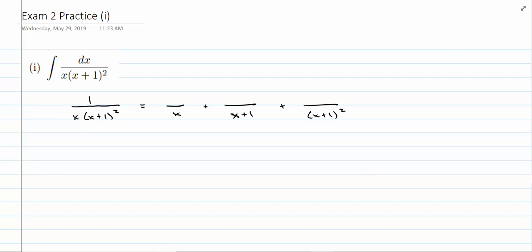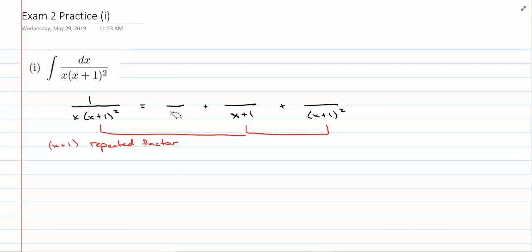Okay, we do have two pieces corresponding to that factor of x plus 1 because the x plus 1 is a repeated factor. And since it's repeated twice, there's two pieces. Okay. We can use the cover-up method to figure out what goes above a couple of these.